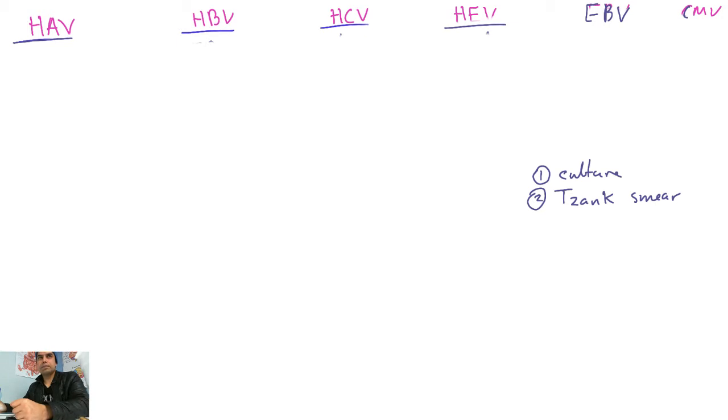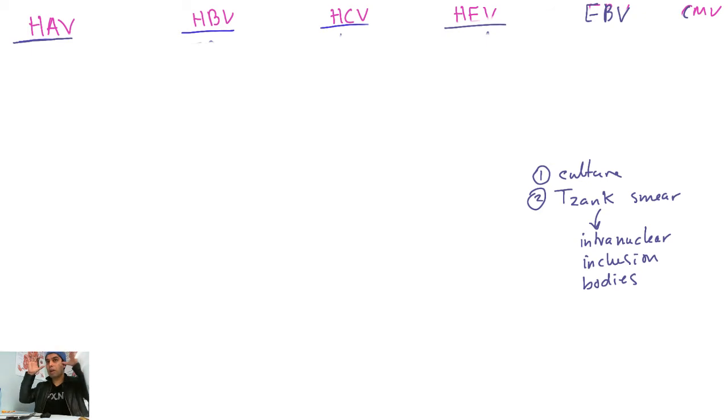Tzanck smear. Now on this smear, that means you have to do culture first and isolate the virus. You grow it. This will show you intranuclear inclusion bodies. Isn't that also mononucleosis? Mononucleosis, yeah. Is that the same as Epstein-Barr? Now for Epstein-Barr virus and cytomegalovirus, sometimes the term used is owl eyes, because the nucleus looks like the eyes of an owl, round and big.